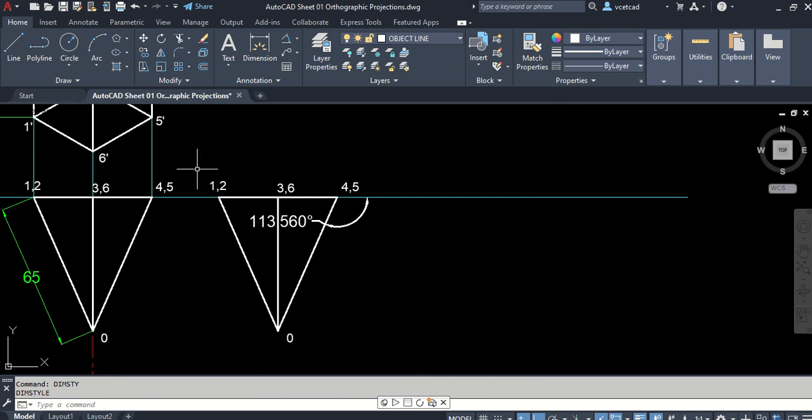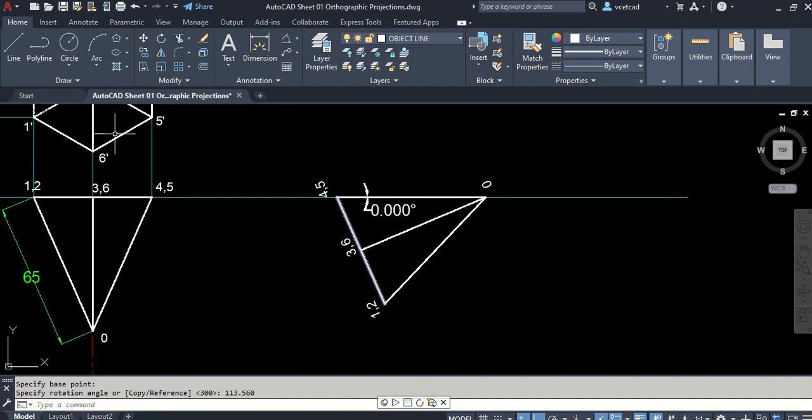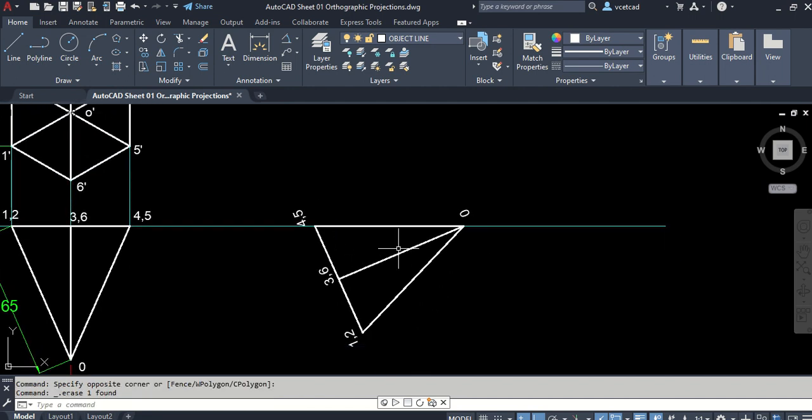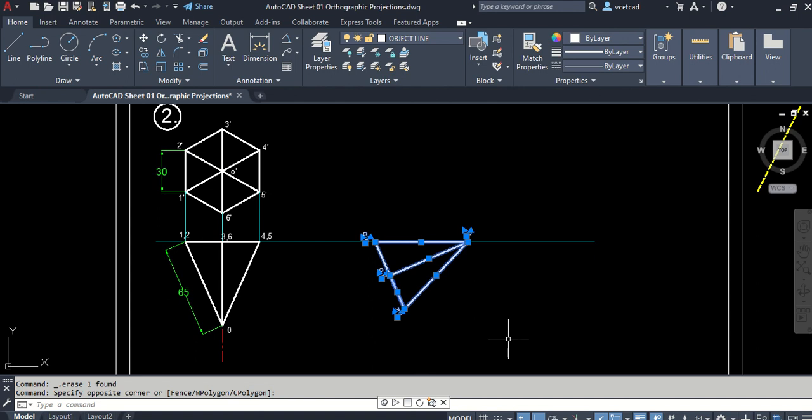Okay, so I will rotate this, selecting this as a point, and rotation 113.560. Okay, so automatically what happened, this has been rested on one of its triangular face.